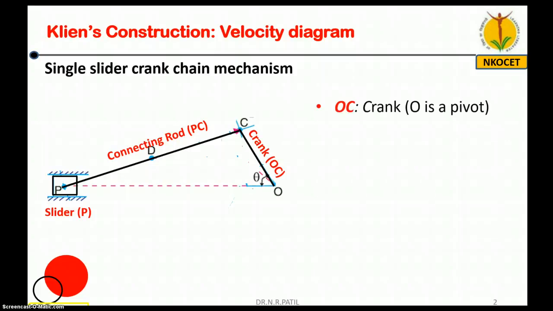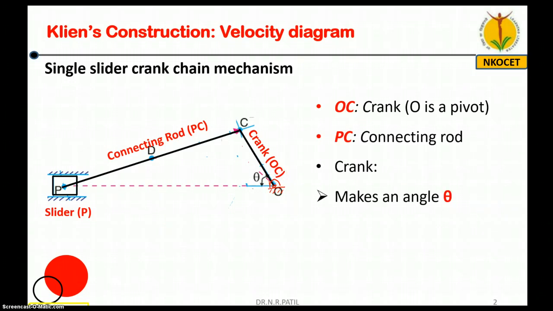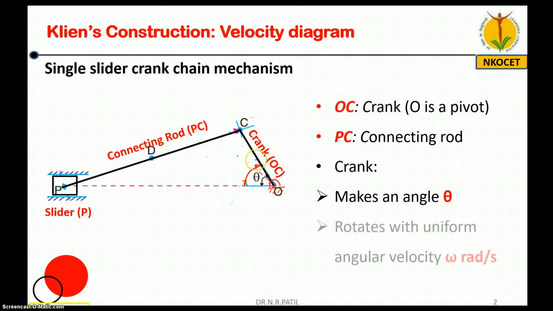If you see this single slider crank chain, OC is a crank where this point O is pivoted, you know this is a pivot point. Then this is a connecting rod. Crank makes an angle of theta degree. So this is angle theta. And it rotates in a clockwise direction. So remember this, this is direction of its rotation. And it rotates with uniform angular velocity of omega radians per second.